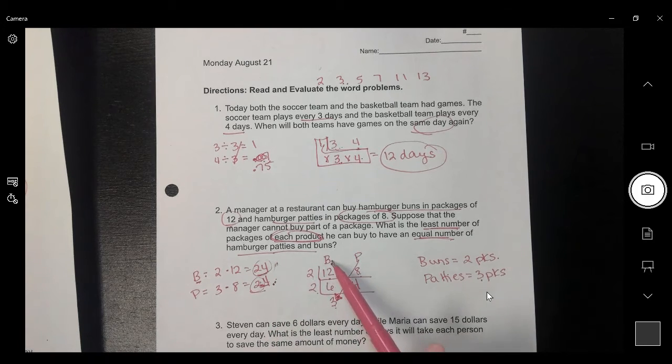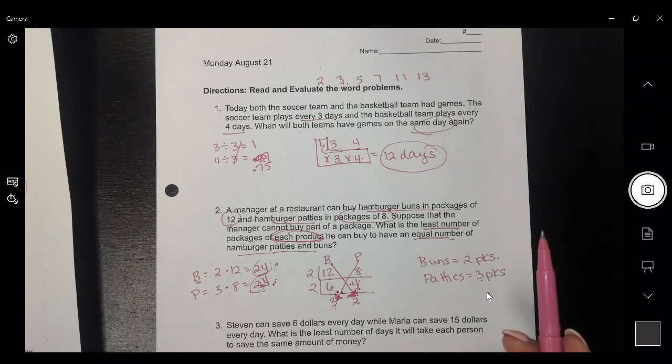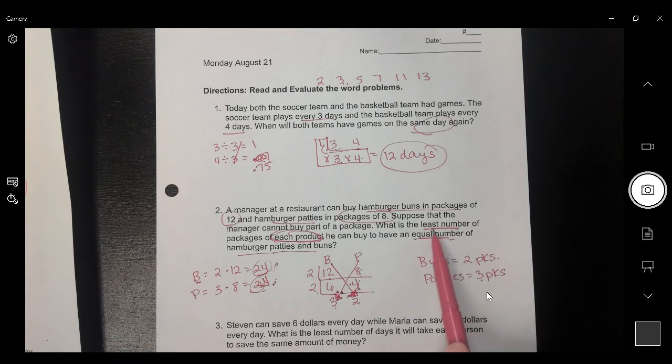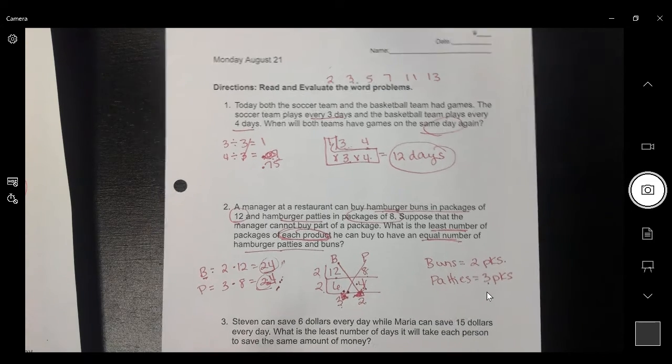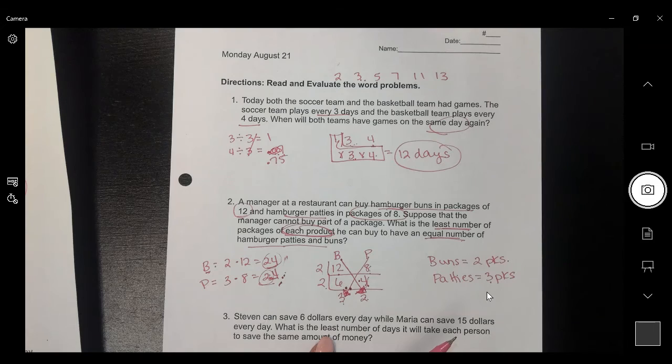Now, if you stopped the slide here, let's say you did 4 packs of buns and 6 packs of patties, and I multiplied there, 12 times 4 gives me 48, and 6 times 8 gives me 48. Yes, we come up with the same number. We get 48 buns and 48 patties, but the question up here says the least number. And so that's why we have to go with 24 instead of 48. I'm going to leave you with number 3 so that you can do number 3 on your own. And then we'll check it tomorrow morning and see what you did.